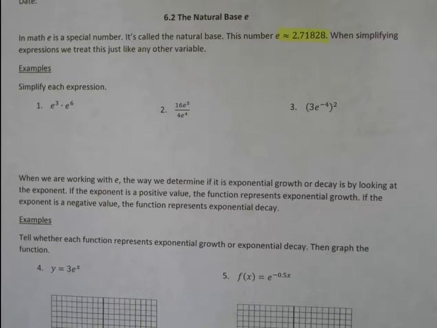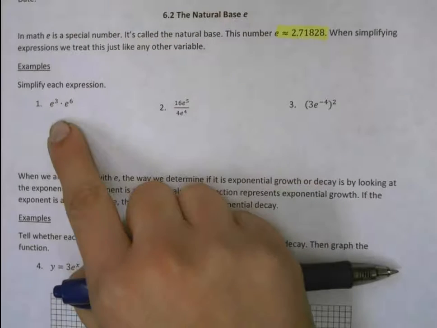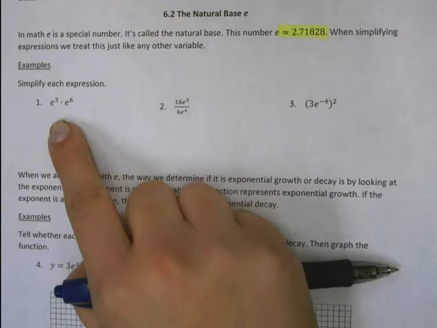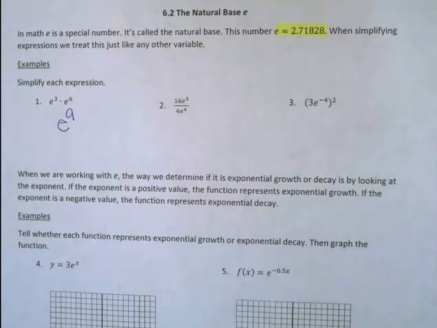So, for now, we treat the e like a variable. Remember when I taught you exponent properties, all I had to do was add. So on number 1, to simplify this one, I just add the 2 exponents, and it simplifies to e to the 9th power. Even though e stands for something, I don't have to actually solve it all the way out.